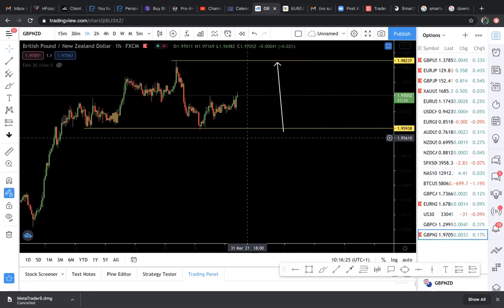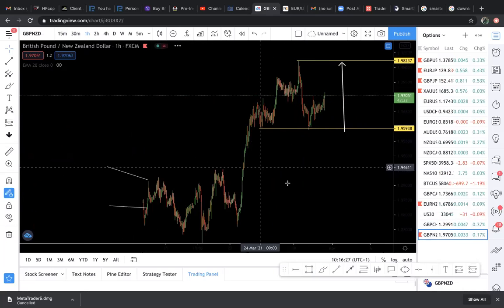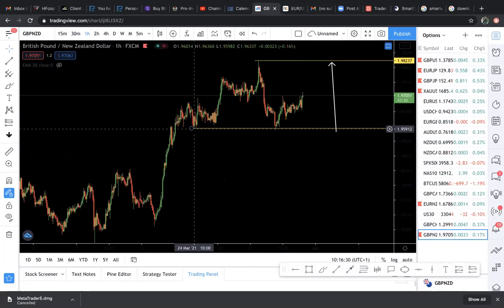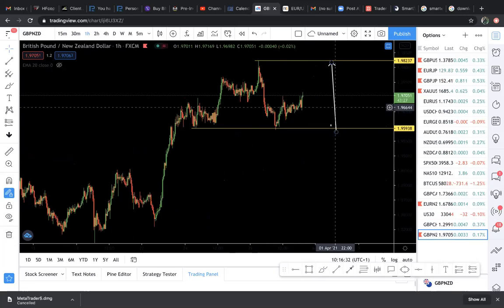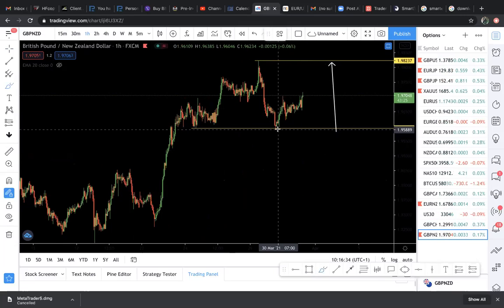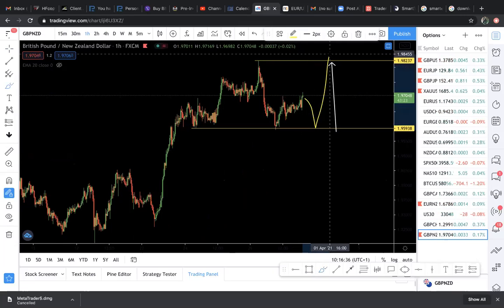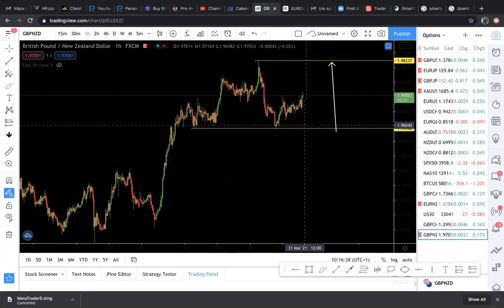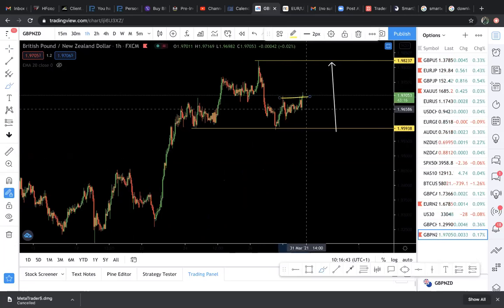GBP/NZD, price is in an uptrend, and in this uptrend, you can see we had a low. Price already came to reject one time. We'll mix that one, probably came back into it. If we can come back, it can be nice. I doubt it, but if it can be nice, but I don't see it happening. But if it does, then it's fine. If not, wait for breakout correction.